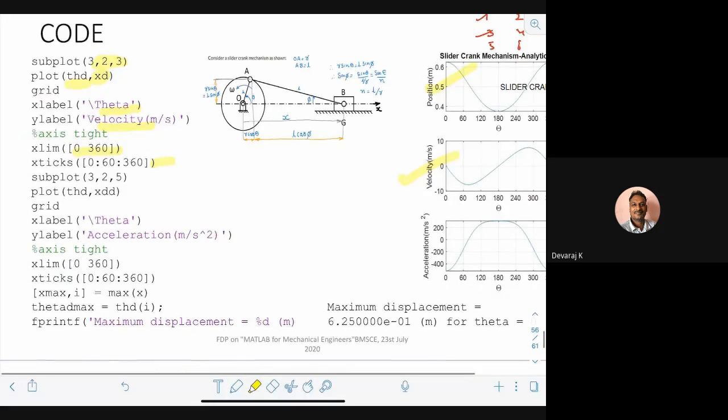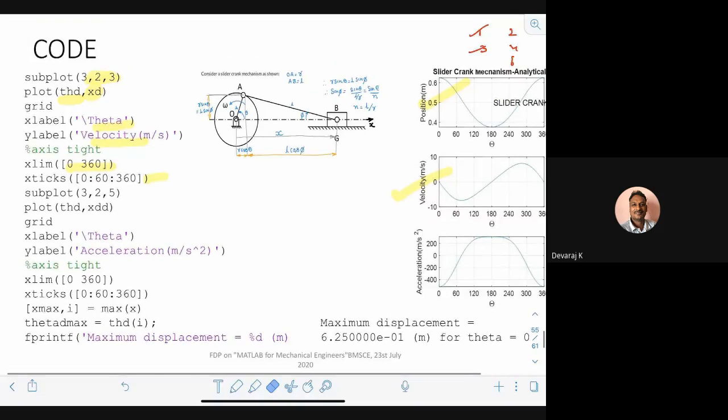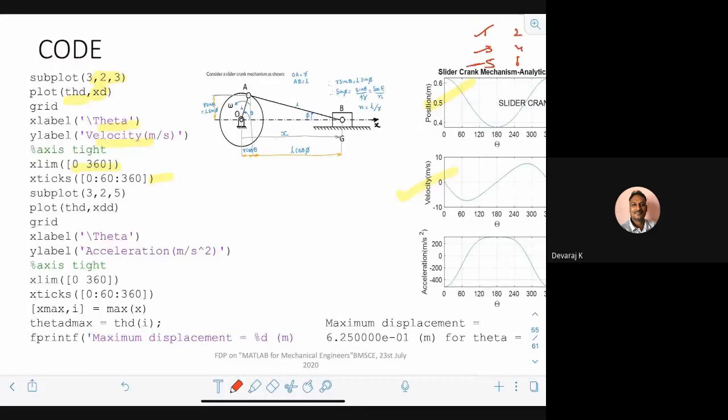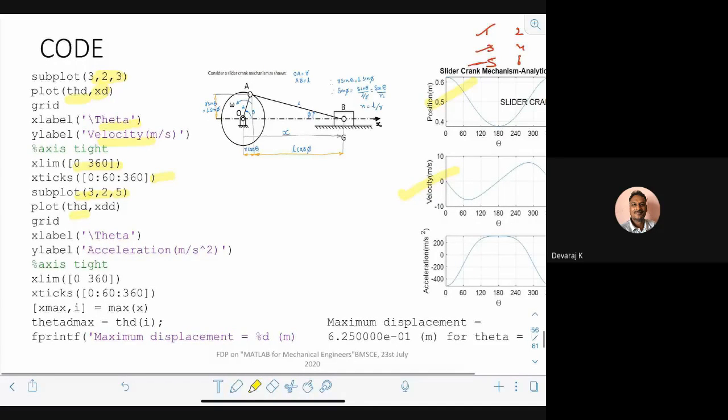And then you can also go for acceleration. And what should that be? Subplot 5. So the acceleration here is subplot 5. Therefore, you need to take it as subplot 3, 2, 5. Plot the x-axis as theta in degrees. The y-axis is x differentiated twice, meaning acceleration. And then grid on, give the title, clearly say this is the unit, and you can see the output here. You will get this graph.